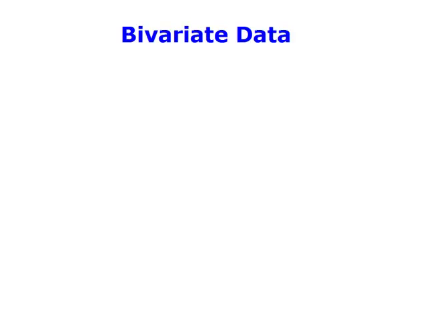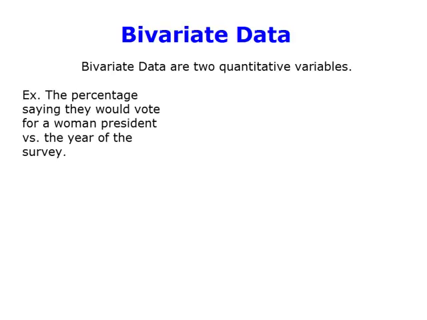Today we're going to talk about bivariate data. Bivariate data are two quantitative variables. Let's take an example. The percentage saying they would vote for a woman president versus the year of the survey. What we're going to do is create a scatterplot.